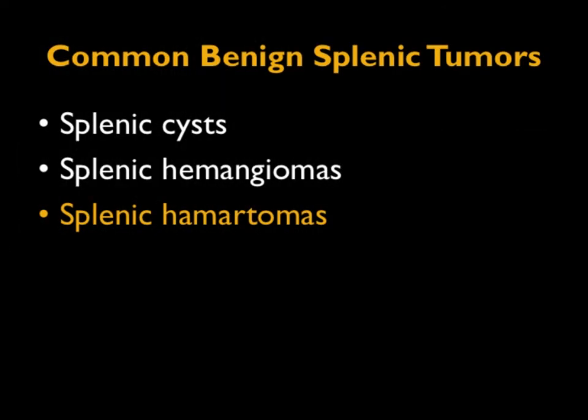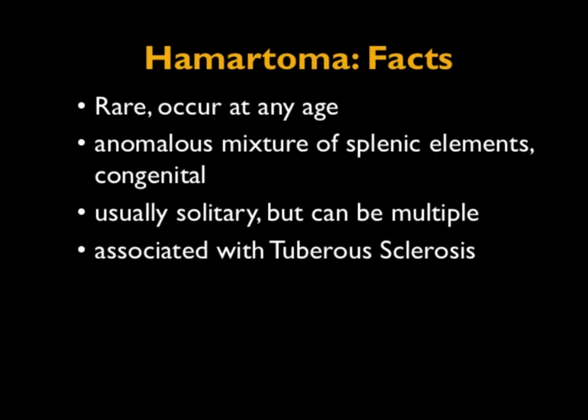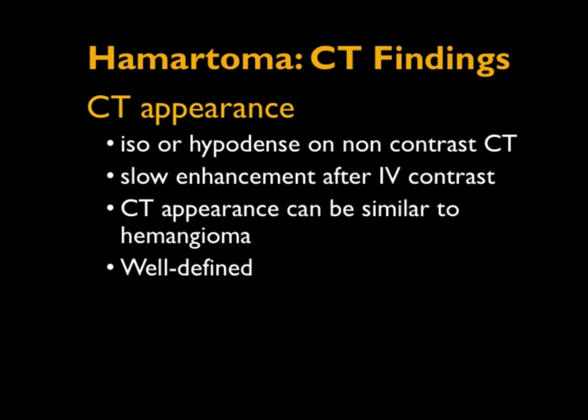Hamartomas, I think, are rare, or maybe rarer compared to hemangiomas, but they can occur at any age. They're a mix of splenic elements and they're congenital, usually solitary and associated with tuberous sclerosis. It's an interesting lesion because it's one of those in the spleen that does change between phases, can be iso- or hypodense on non-contrast CT with slow enhancement after IV, and can look similar to a hemangioma.